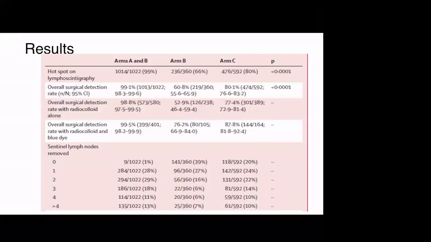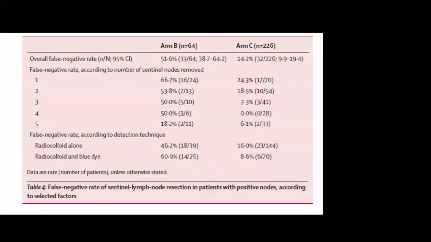So the false negative rates were significantly high in arm B and arm C, which I'll be mentioning here. If you look at it, the false negative rate was 51.6% in arm B and 14.2% in arm C. Arm B was the arm which was clinically node negative. We did a sentinel lymph node biopsy before neoadjuvant chemotherapy, and after neoadjuvant chemotherapy, went ahead and did a sentinel node biopsy and completed it with an axillary lymph node dissection. So in that particular arm, they found that the false negative rate was 51.6%.